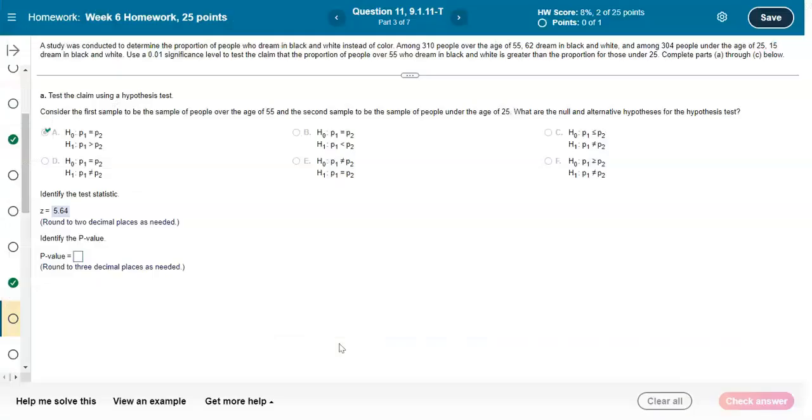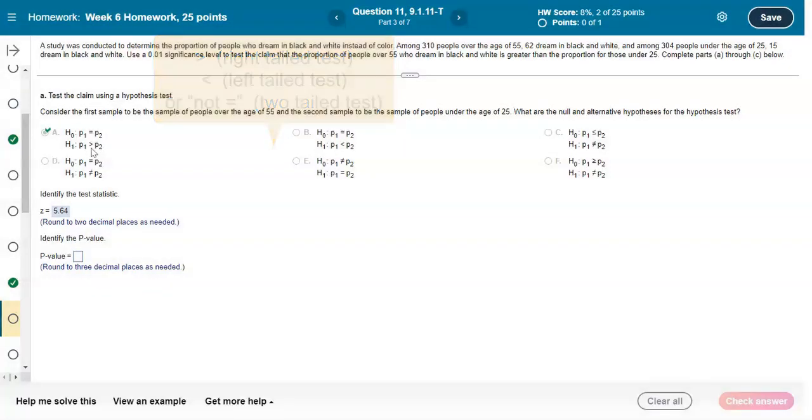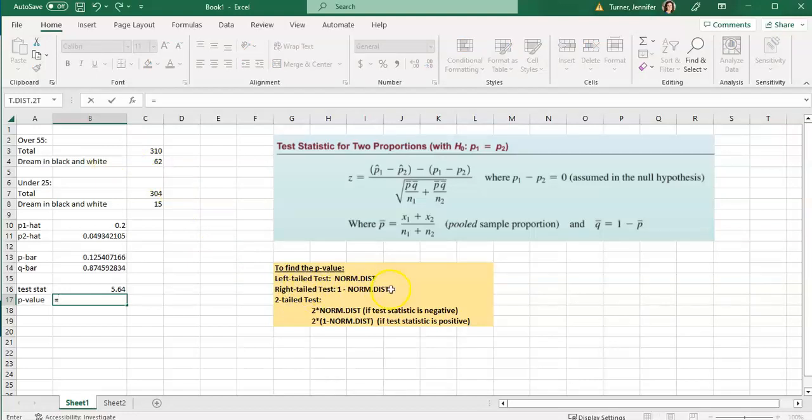So here, if we remember back, this was our alternative hypothesis that P1 was greater than P2. So that means we're going to have a right-tailed test. You can look at the inequality here and kind of think of it like it's an arrow. This sort of looks like an arrow pointing to the right. So that indicates to you that it's going to be a right-tailed test. So to find our p-value, we're going to start with an equal sign. Remember, for a right-tailed test, we do 1 minus the norm dist function.